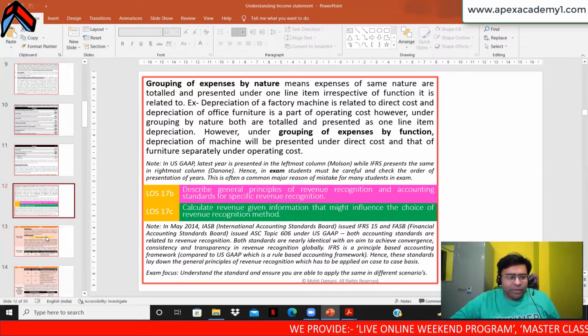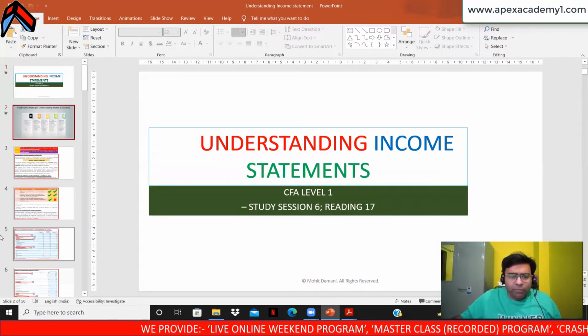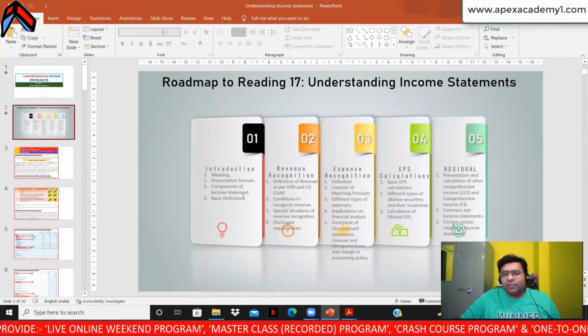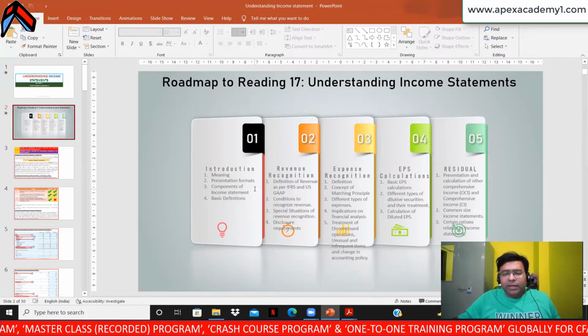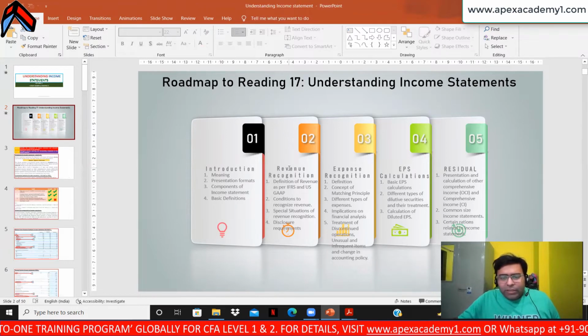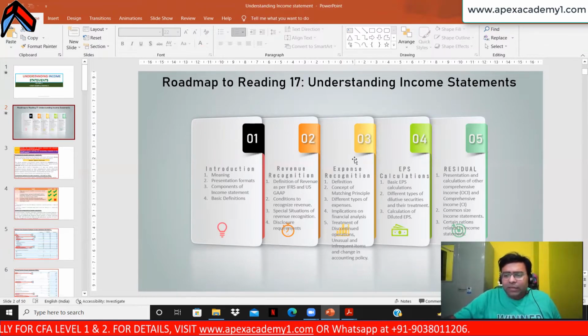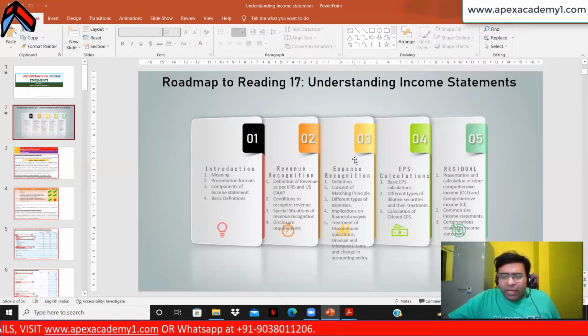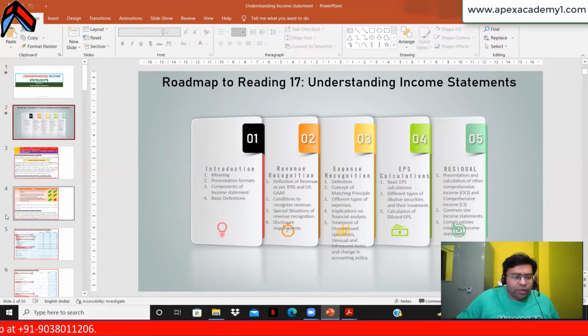Okay, at the very start I told you that we have divided our entire discussion, because this is a very lengthy reading, into 5 parts. One is introduction, which we have covered. Next is revenue recognition, expense recognition, and then EPS calculation and residual. So now we are at revenue recognition.